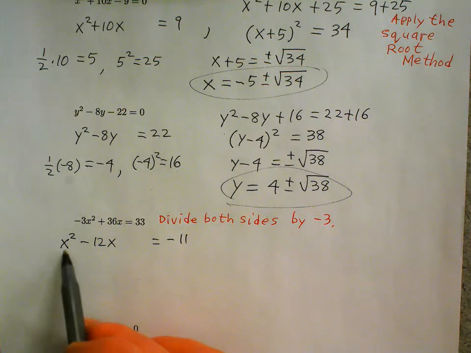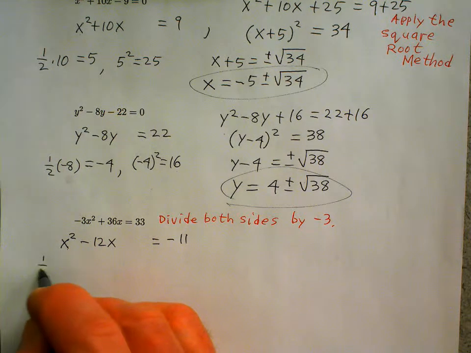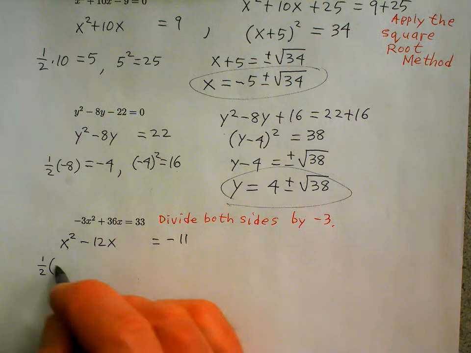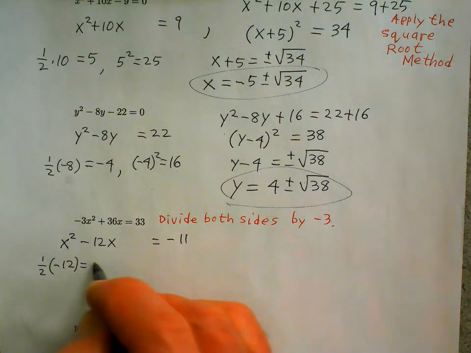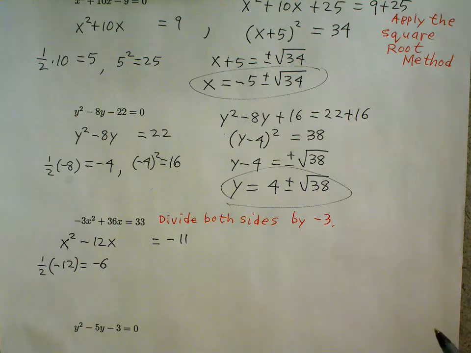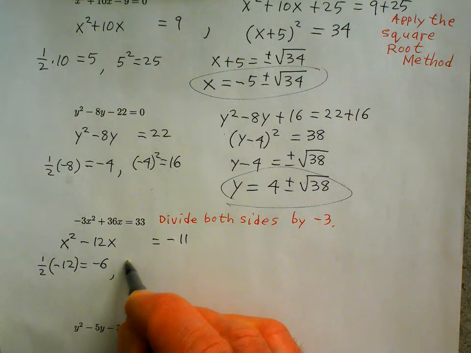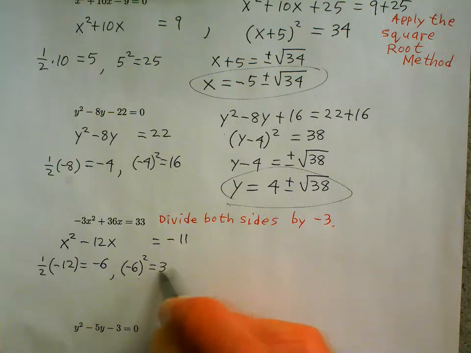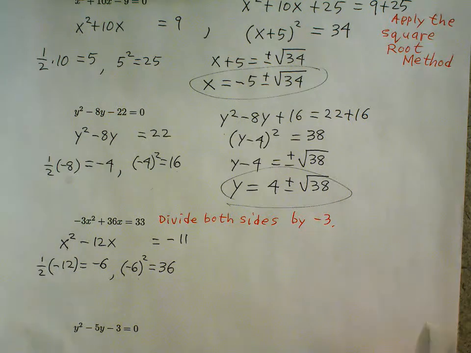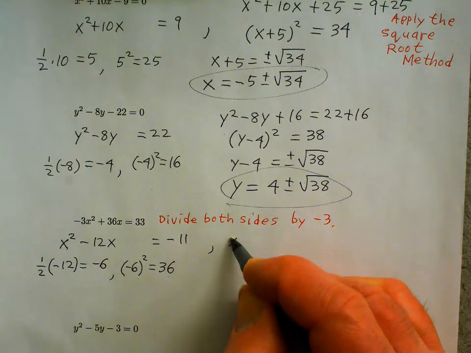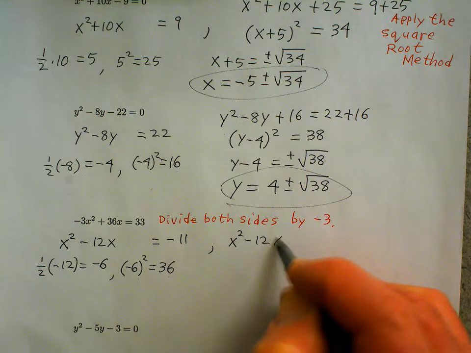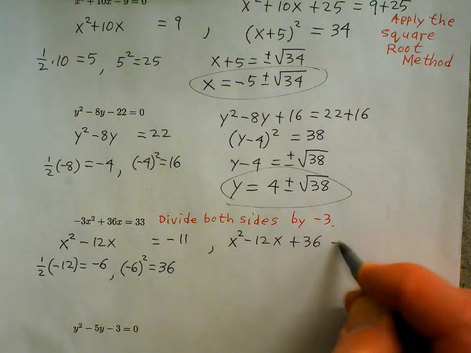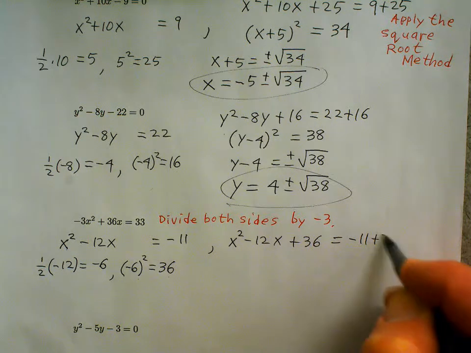Okay, so now that the coefficient of x squared is 1, we take 1/2 of the coefficient of x, so 1/2 of negative 12 is negative 6. And then when we square negative 6, we get positive 36. And now we're going to add 36 to both sides of the equation above. And we'll write x squared minus 12x plus 36 equals negative 11 plus 36.